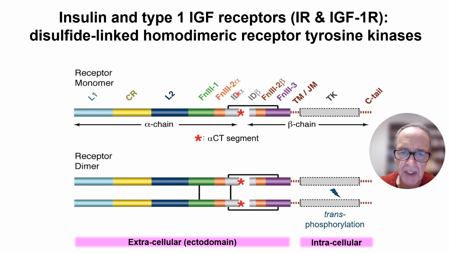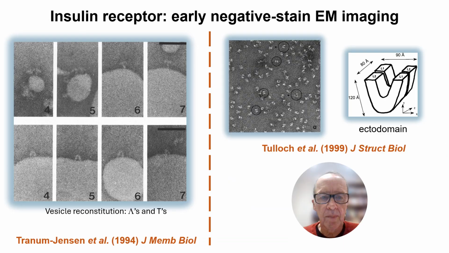The second fibronectin domain actually spans the furin cleavage site, so it has an alpha chain component and a beta chain component, and this cleavage site occurs within a big loop within the domain, the so-called insert domain ID. At the C-terminal end of the alpha chain is a segment called the alpha-CT segment, and that is absolutely critical in insulin binding, and I'll come back to that in a later slide.